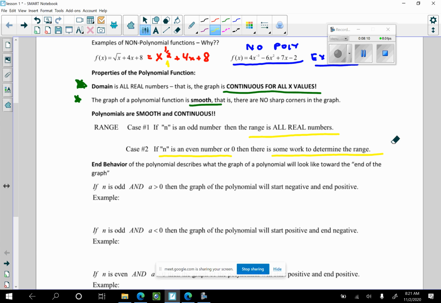But there's going to be two cases for the degree. The degree is either going to be odd or even. And let's look at the first case. So the end behavior of a polynomial describes what the graph of the polynomial will look like toward the ends of the graph.